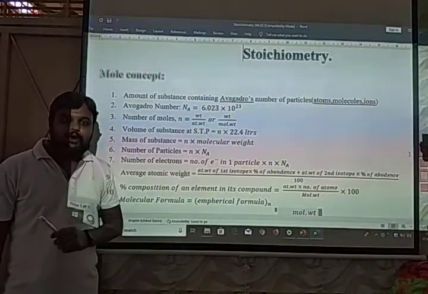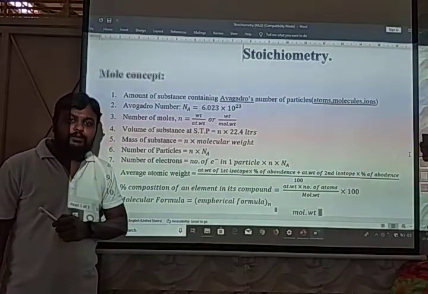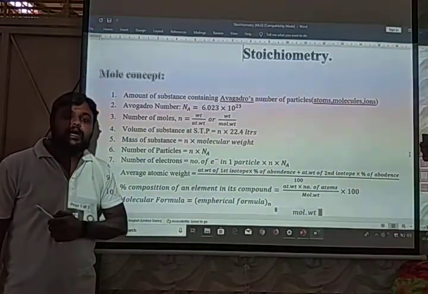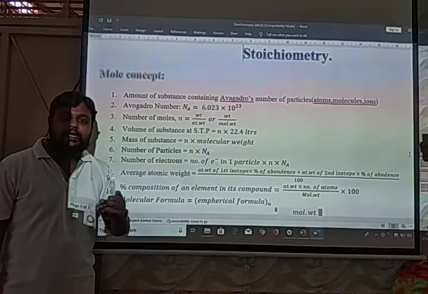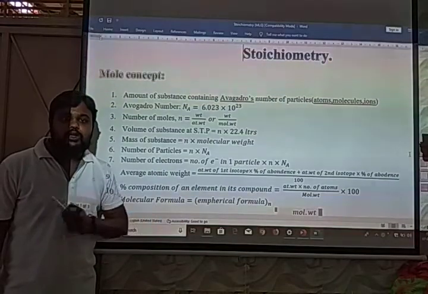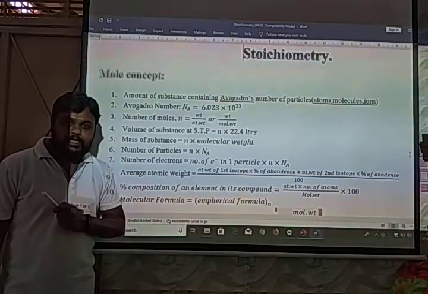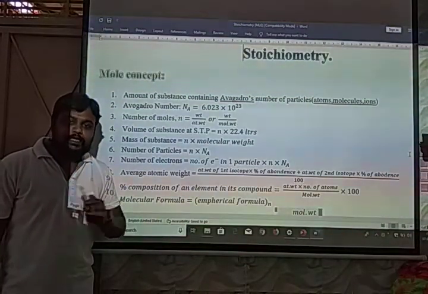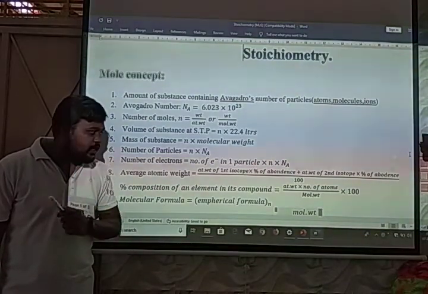Already we know so many points in the mole concept. One mole is nothing but Avogadro number of particles, and its mass should be equal to molecular weight. Its volume should be equal to 22.4 liters at STP, and number of particles is nothing but Avogadro number.